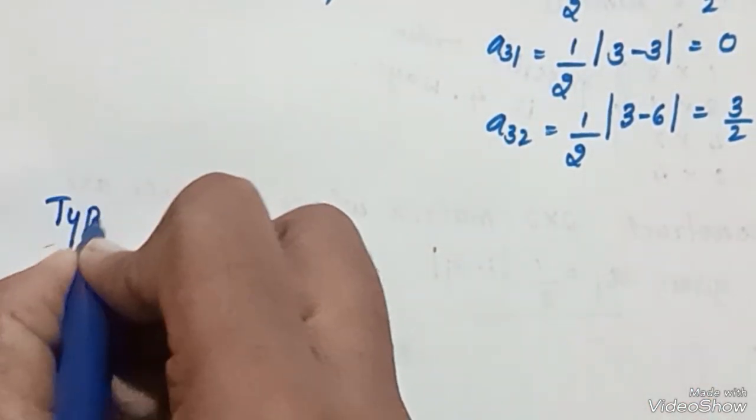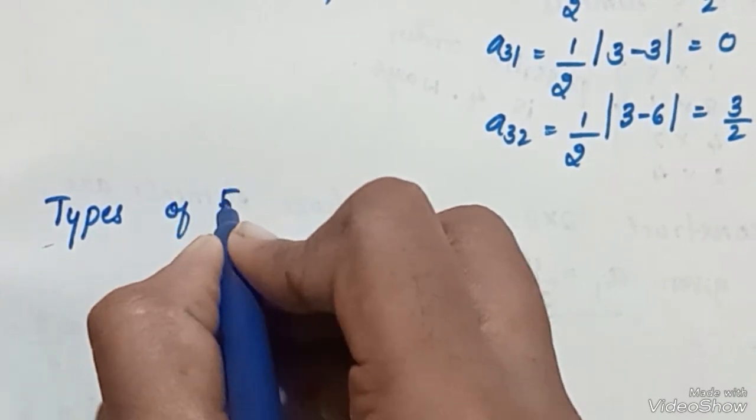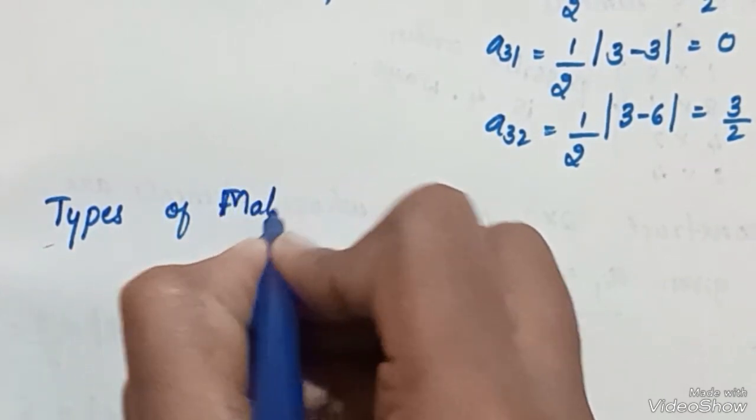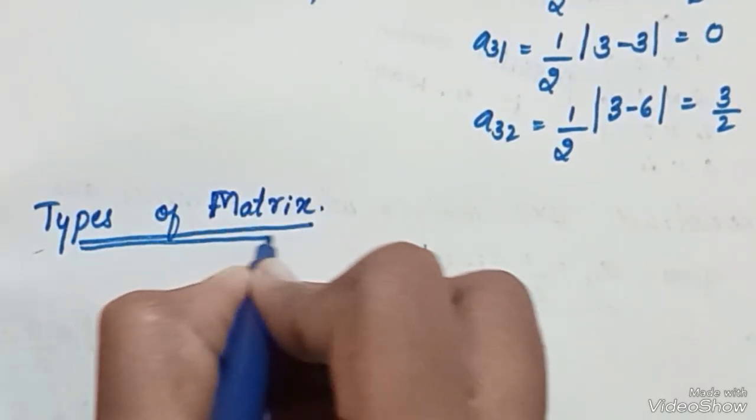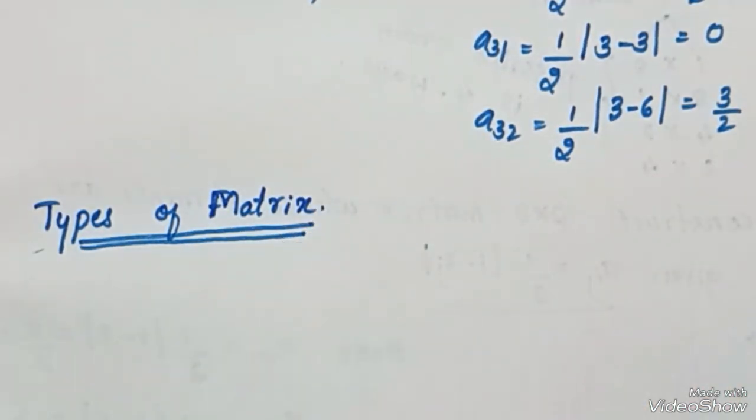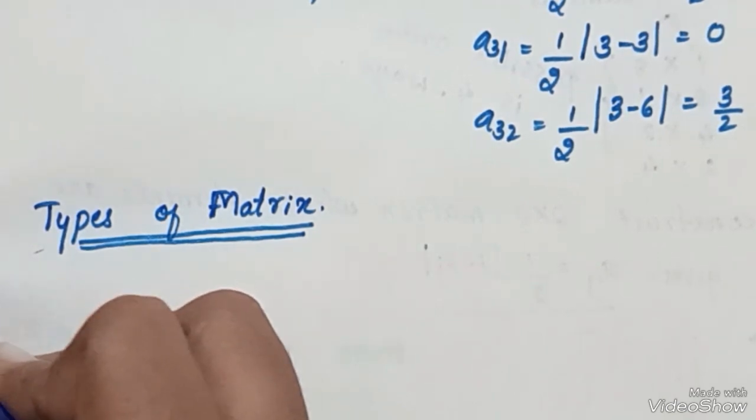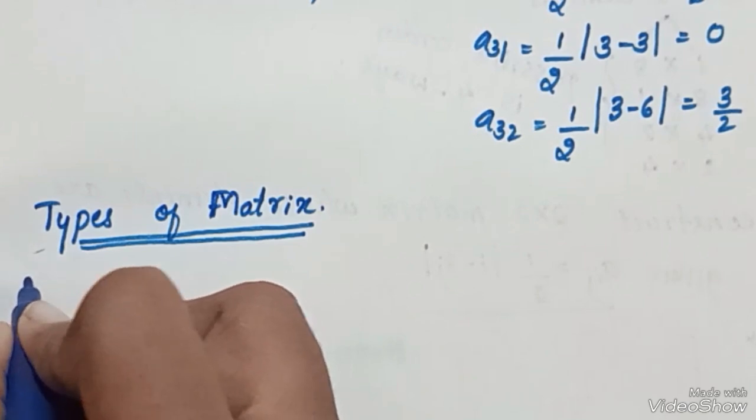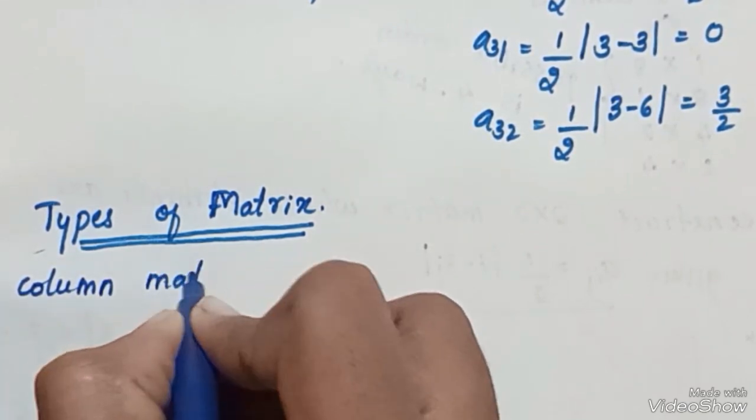First, types of matrix. There are so many matrices, but in your syllabus they have given only 7 types of matrices. The first one is the column matrix.